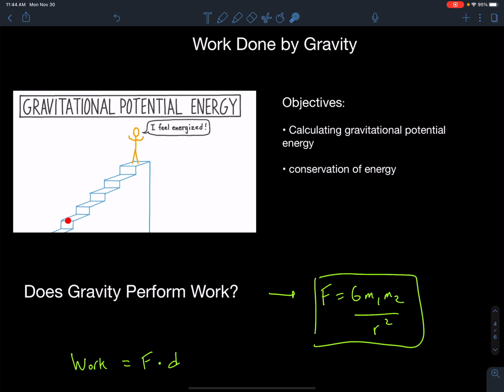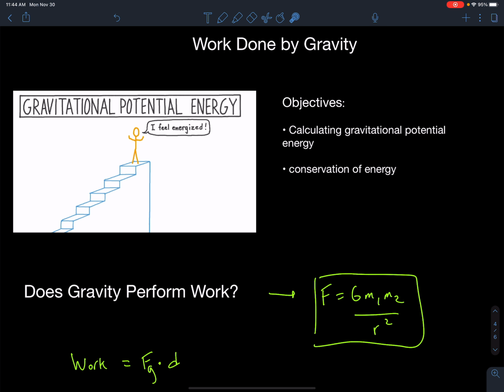This person here had to walk up these stairs. So this person is lifting himself up and moving in a gravitational field, having to do work separating himself from the surface of the earth. So the work done is actually by a person against gravity. And the work would be the force of gravity times the distance that he moves.